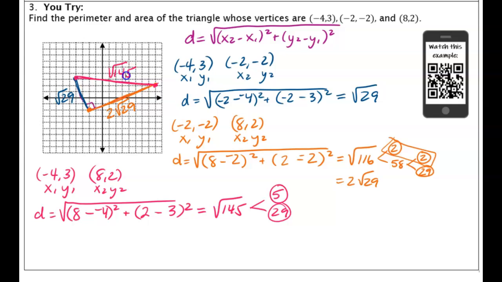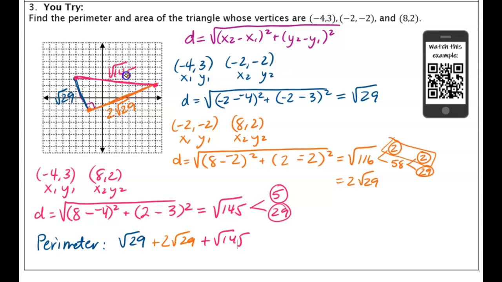Now, that tells us the lengths of each side. So I can figure out my perimeter right now. And actually, let's just do that. To find out my perimeter, I need to add all of the sides. So I would do the square root of 29 plus 2 square root 29 plus the square root of 145.